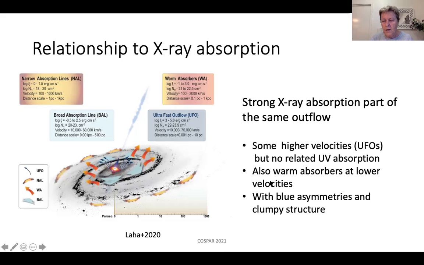The X-ray observations also show what we call warm absorbers, and those are at much lower velocities. And these have some blue asymmetries and clumpy structure. So we're starting to get a picture of quite diverse emitting regions and absorbing regions in our outflow.